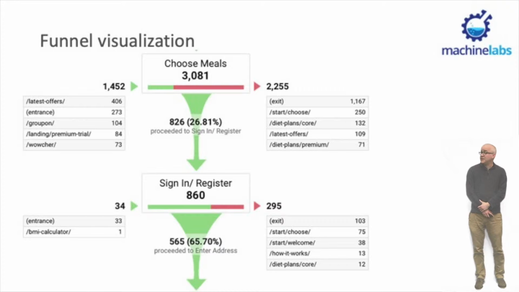Here we have the Diet Chef site. Now, if we were going to do work, it's clear here the sign in register page is doing quite well. We've got two thirds of people proceeding. On the other hand, we've only got a quarter of people on the choose meals page proceeding. So certainly that would indicate that choose meals is the area where we need to concentrate our work if we were doing conversion optimization.